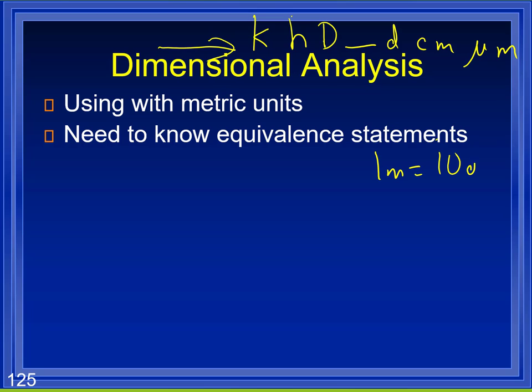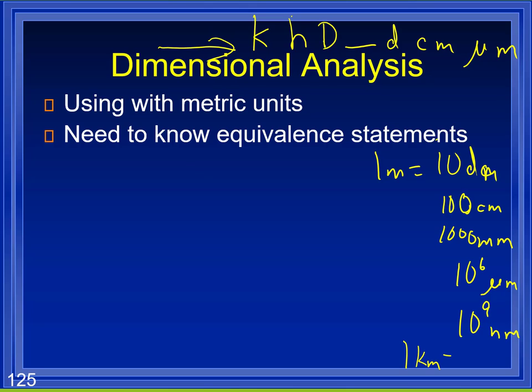10 decimeters, 100 centimeters, 1,000 millimeters, a million micrometers, a billion nanometers. Those are what I already learned. Those are all equal to 1 meter, and 1 kilometer is 1,000 meters. See how kilo is the only one that's different than all the other ones. Kilo has the 1 next to not meter. All the other ones have 1 next to meter.